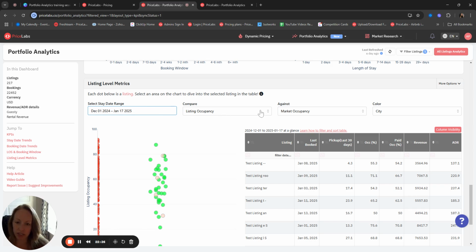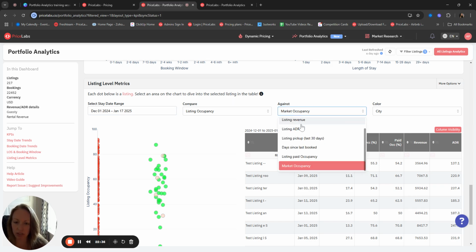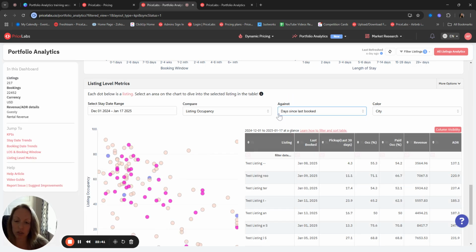Now, by default, it shows listing occupancy versus market occupancy, and that just generally can show you, hey, how are people measuring up compared to the market? But what I like to look at is listing occupancy versus days since last booked. So maybe they had or have a healthy occupancy, but it's been a long time since they've booked. So what's going on with them?